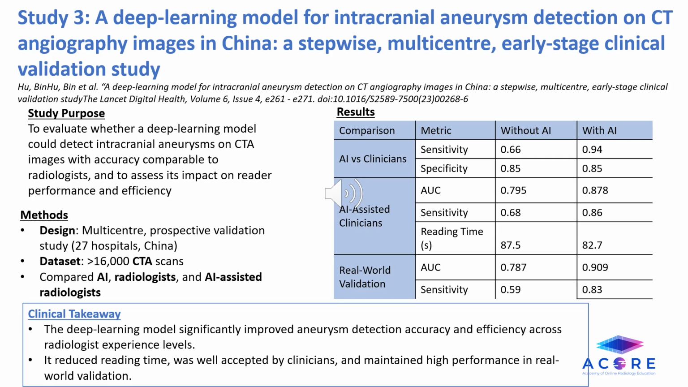Finally, they validated the model in real-world clinical settings. Even in routine hospital use, the model maintained strong performance, with AUC improving from 0.787 to 0.909, and sensitivity from 59% to 83%. Overall, this study showed that a deep learning model can reliably detect aneurysms, improve radiologists' performance, and integrate successfully into a clinical workflow as a second reader.